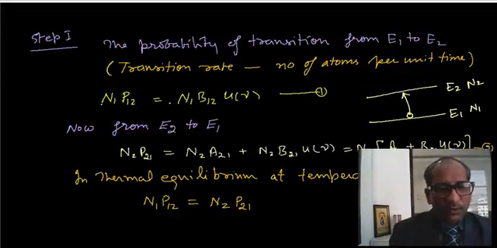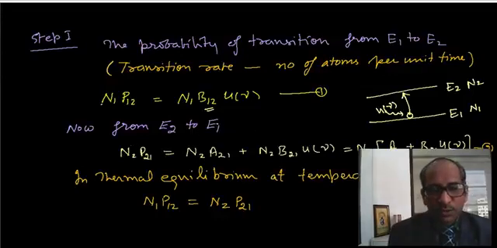So N1 P12 is equal to N1 B12 U nu. Here B12 is the Einstein coefficient, as I already told you, and U nu is the energy density which is required to excite the atom, as a function of frequency.